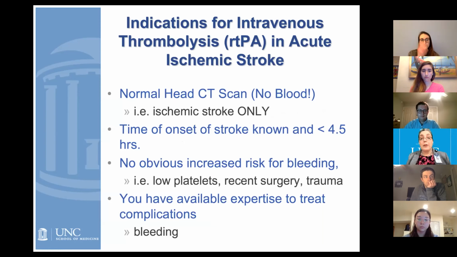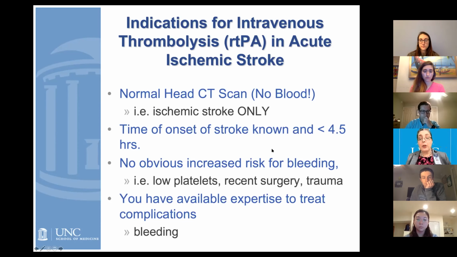In terms of the intravenous medication, which is very easy to administer in many locations, of course, we make sure there's no blood. We do a head CT scan, and we have to make sure we know when your symptoms began. So typically it's about 4.5 hours from symptom onset. So there's not much time to finish that dinner or to go and check in with your friend or go take a shower or put on your slippers. You get to the hospital as soon as symptoms begin.